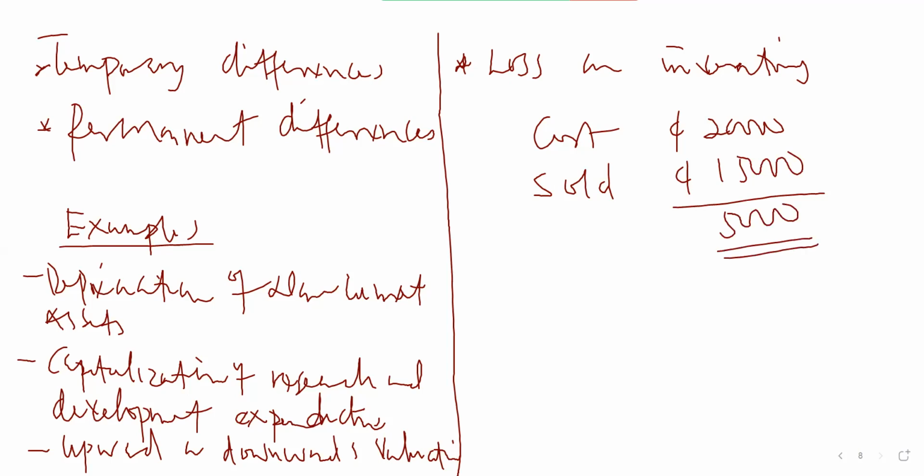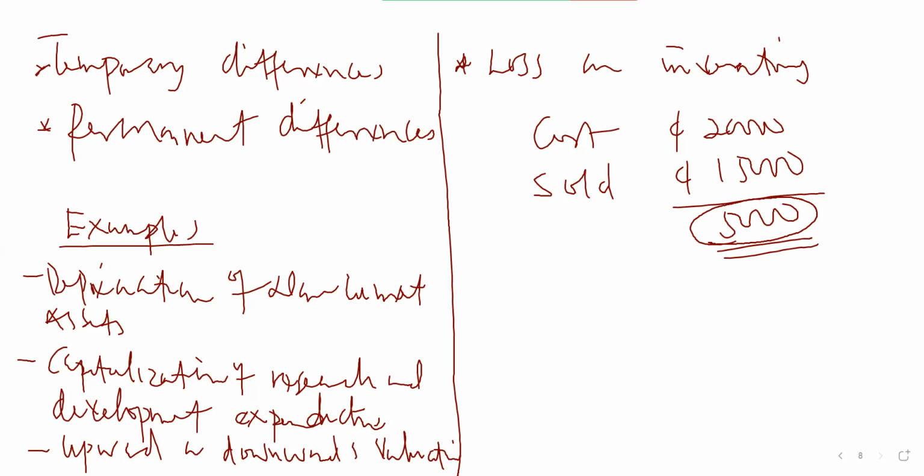The company will be making a loss of 5,000. And the tax authority will say that the loss on the inventory will be tax deductible whenever the inventory is sold. So you can see that whenever the inventory is sold, the company will be suffering 5,000, but the tax authority will be giving them that 5,000. So the company will be taking the 5,000 for the loss.